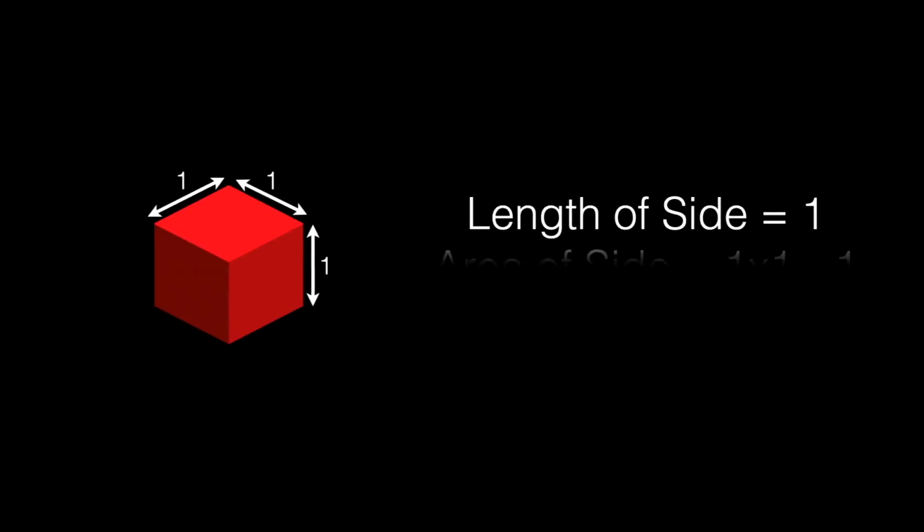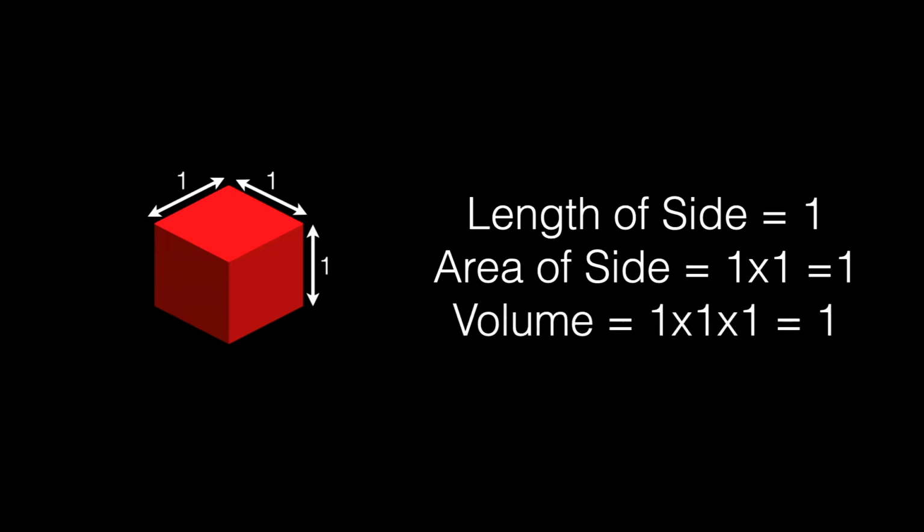Let's start with a cube with a dimension of 1. This could be inches or meters or even furlongs. It doesn't matter at this point. The length is 1, the width is 1, and the height is 1. With the length of the side equal to 1, the area of each side is 1 times 1, or 1 square unit. And the volume of the cube is 1 times 1 times 1, or 1 unit in volume.